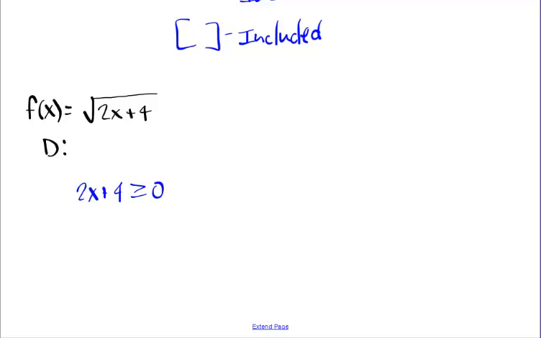And then solve this and pay attention to what you're doing so you don't make a mistake. So I'm going to move this 4 over by subtracting 4. And that gives me 2x is greater than or equal to negative 4. Don't make a mistake here. This is a negative 4. And then divide everything by 2. So I have x is greater than or equal to negative 2. This is my domain.